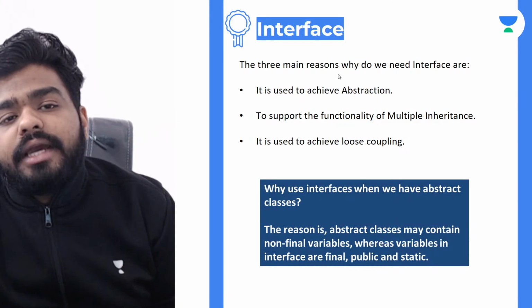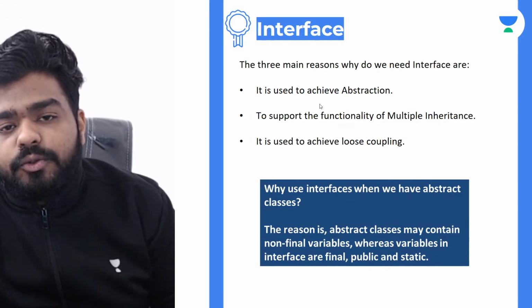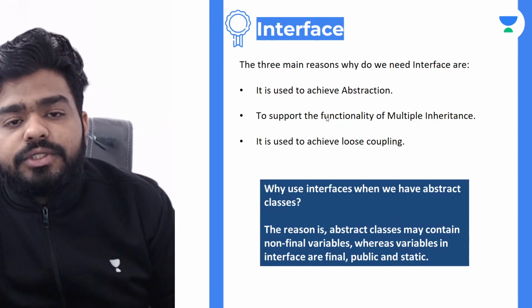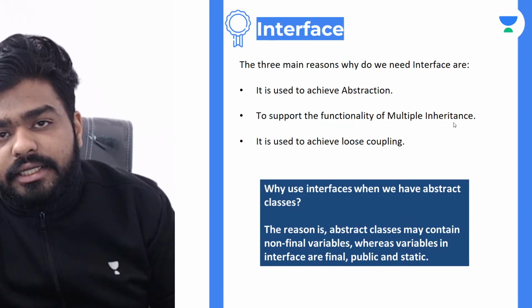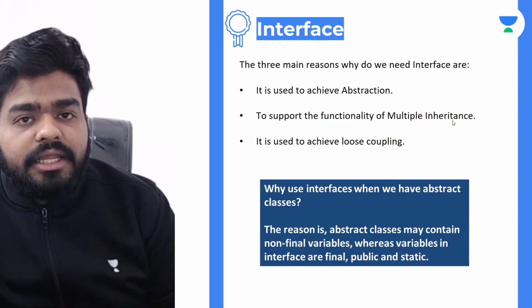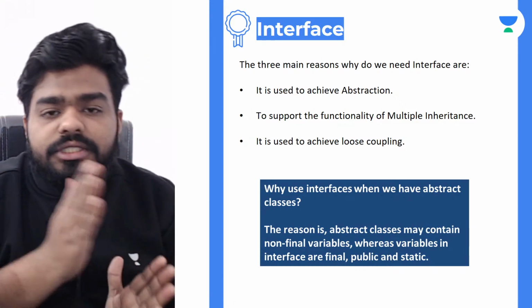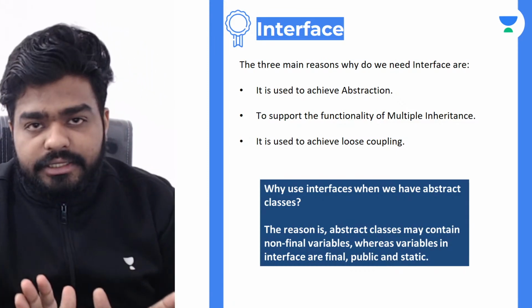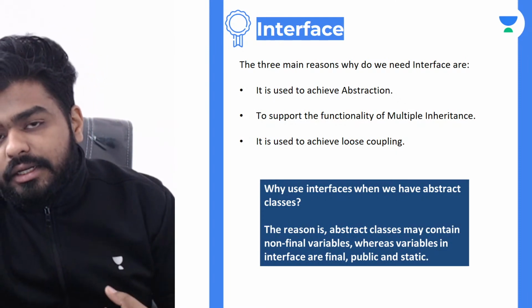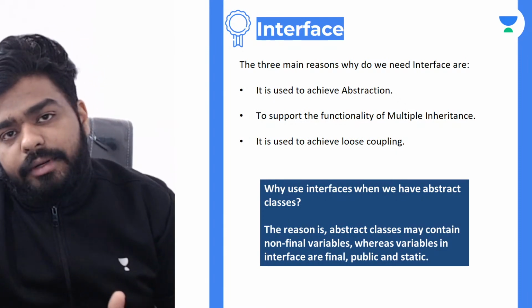What is the reason behind using the interface? It is used to achieve abstraction. It is used to support the functionality of multiple inheritance. देखो main reason multiple inheritance का ही था interface के आने का. Why interface was introduced in Java? Because of multiple inheritance. To make multiple inheritance achievable, interface came into picture.